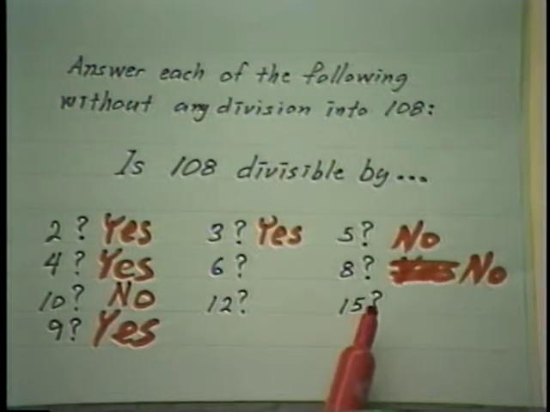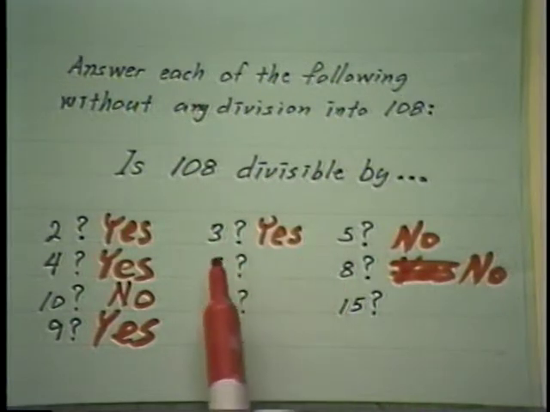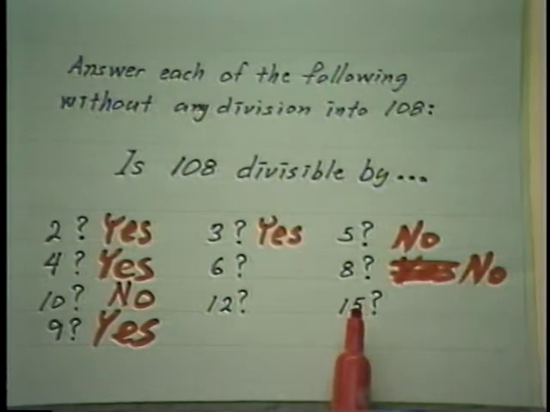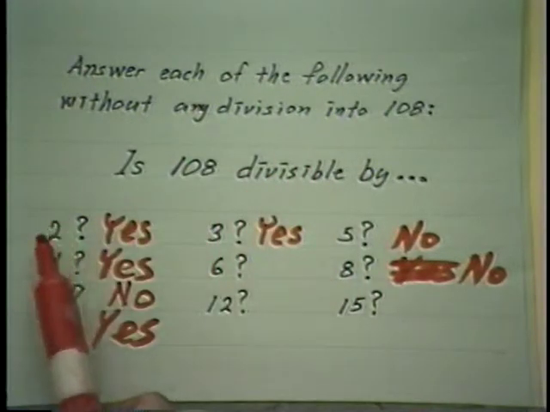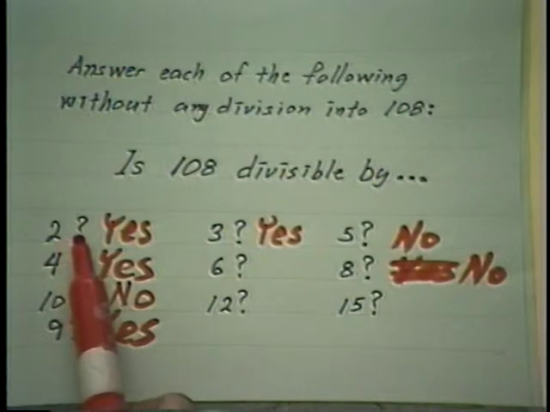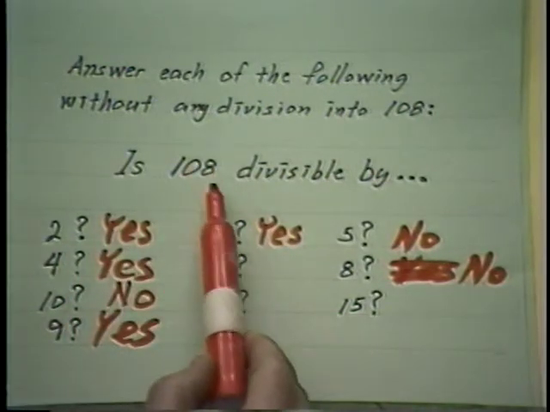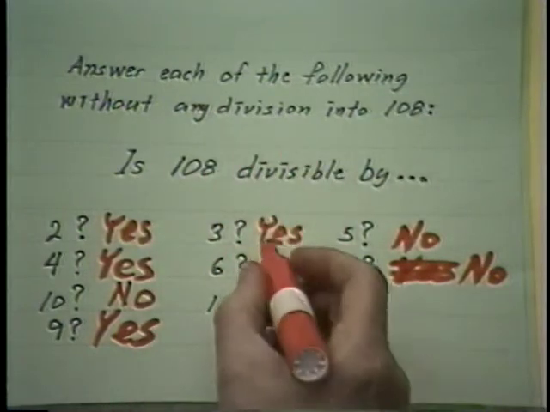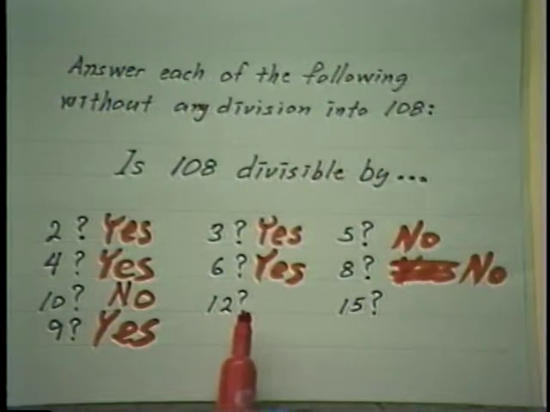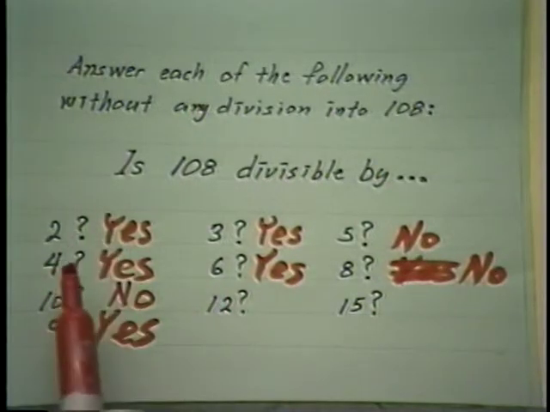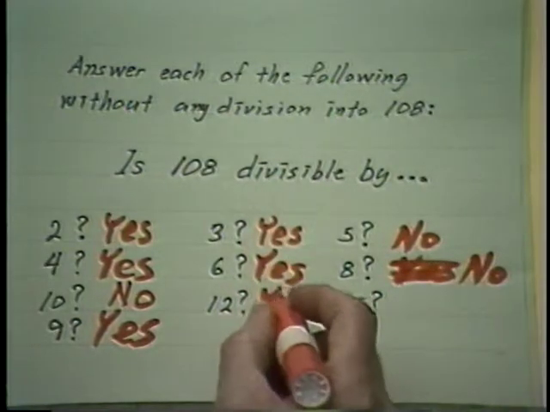Now these 3, we don't need a special test. All we need to remember is that they are made up product-wise of numbers we've already used. 6 is nothing more than 2 times 3. And 2 goes in, 3 goes in, and 2 times 3 is 6. So 6 goes in as well. 12 is 4 times 3. 4 goes in, 3 goes in, so 12 goes in.